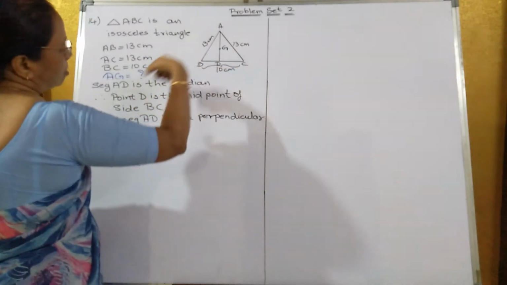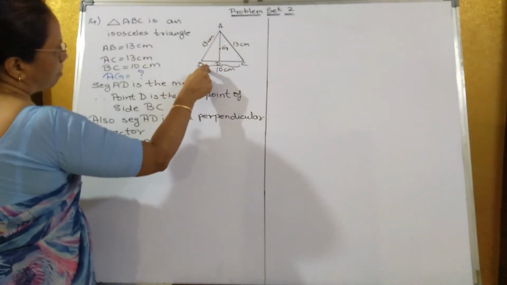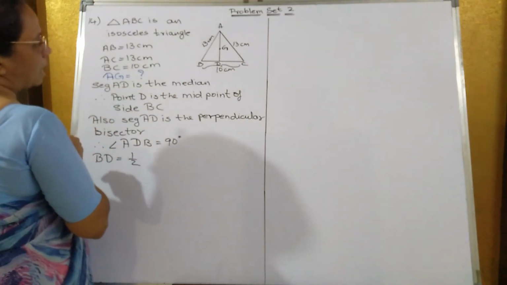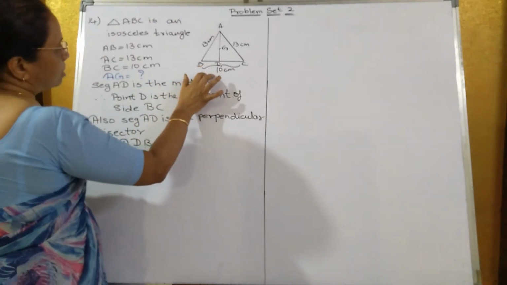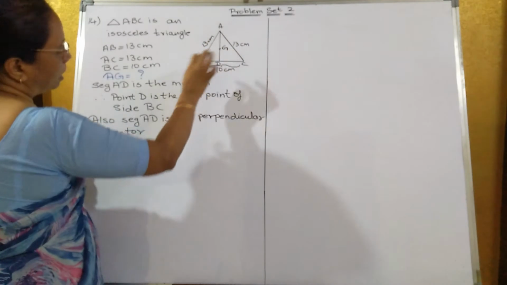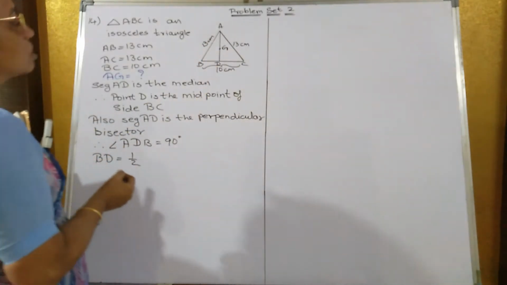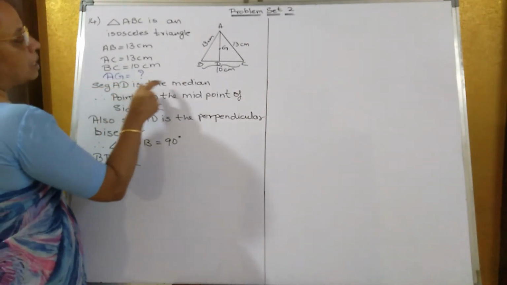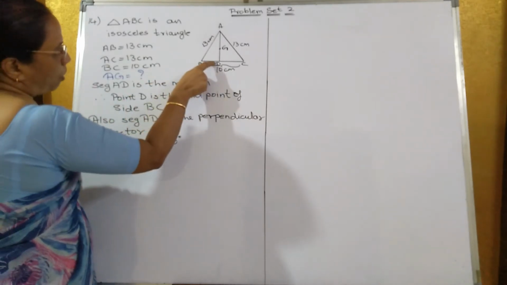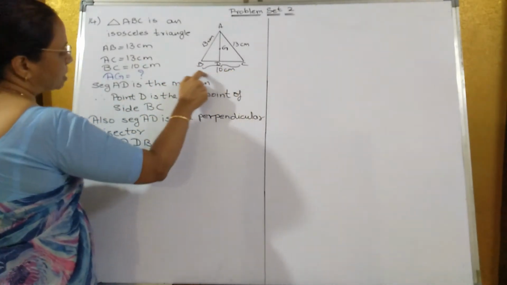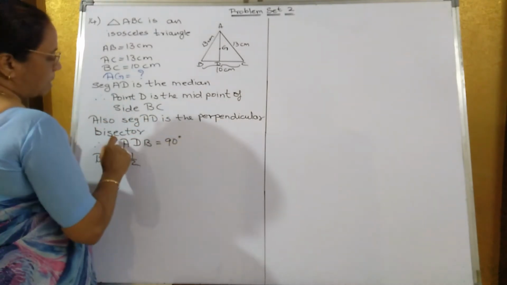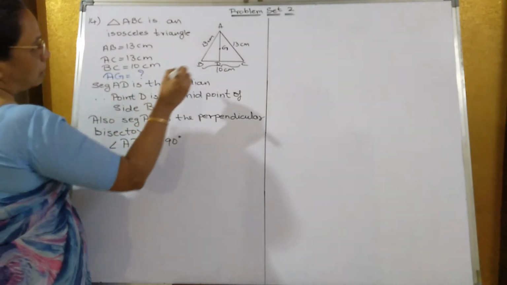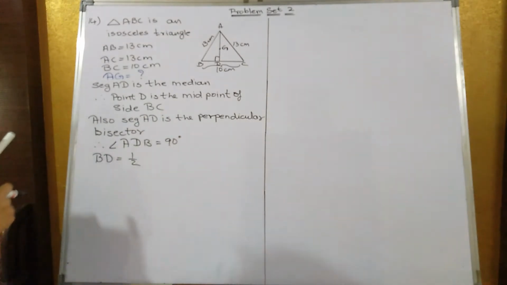Over here in an isosceles triangle, these are the congruent sides. So on the base, this line is also the perpendicular bisector, it is also the median, and it is also the angle bisector. In an isosceles triangle, the segment AD will always be all three. Where segment AD is a median, point D will become the midpoint of side BC. And since segment AD is also a perpendicular bisector, angle ADB will be equal to 90 degree.